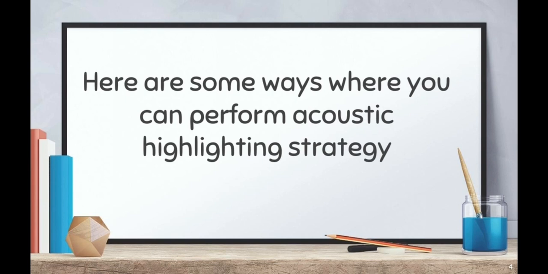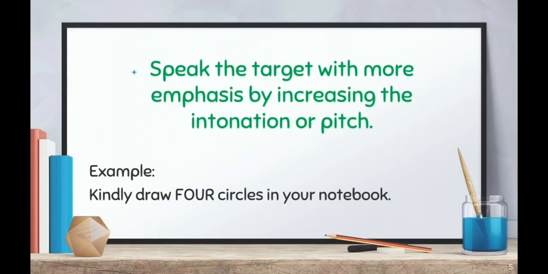Now, here are some ways where you can perform the acoustic highlighting strategy. The first one, speak the target with more emphasis by increasing the intonation or pitch. Example, kindly draw 4 circles in your notebook. So in this example, I put some stress on the word 4 by increasing the intonation or pitch for the students to easily distinguish the number of circles that they are going to draw in their notebook. Is it clear? Let's now proceed to the next one.